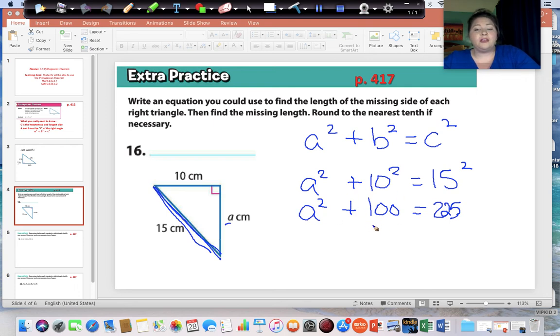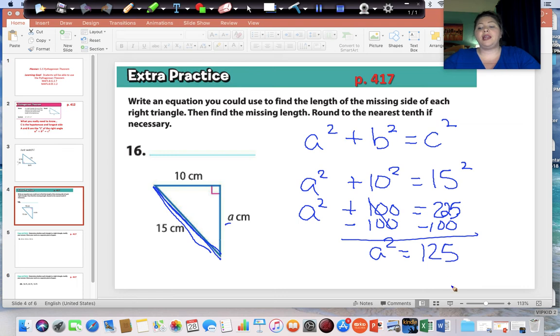So we want to get rid of the 100. To get rid of 100, you're going to subtract it from both sides, just like you would to solve any other equation. We bring down our a squared, and we are left with 125. 225 minus 100 is 125. Okay, now we are not done. We want to find what a is, not what a squared is.